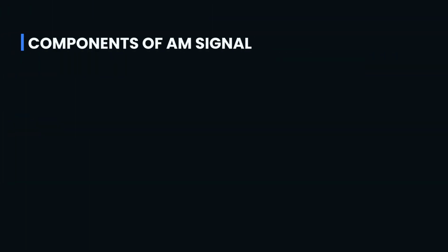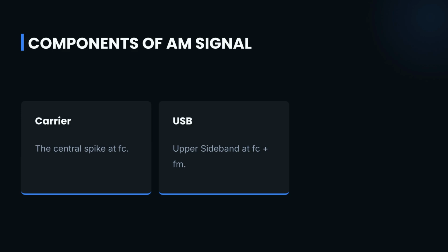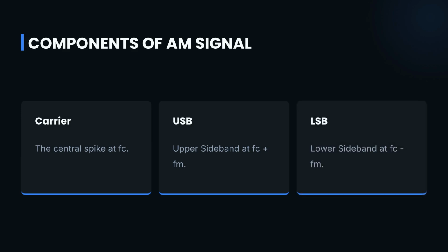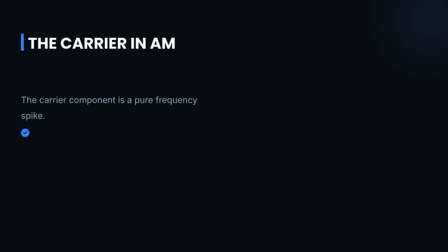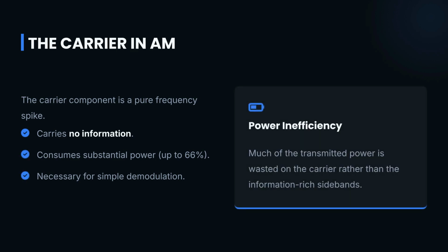An AM signal consists of three components: the carrier, which is the central frequency spike, the upper sideband USB at FC plus FM, and the lower sideband LSB at FC minus FM. The carrier in AM carries no information and consumes substantial power, up to 66%. However, it is necessary for simple demodulation. This leads to power inefficiency, as most power is wasted on the carrier rather than the information-rich sidebands.